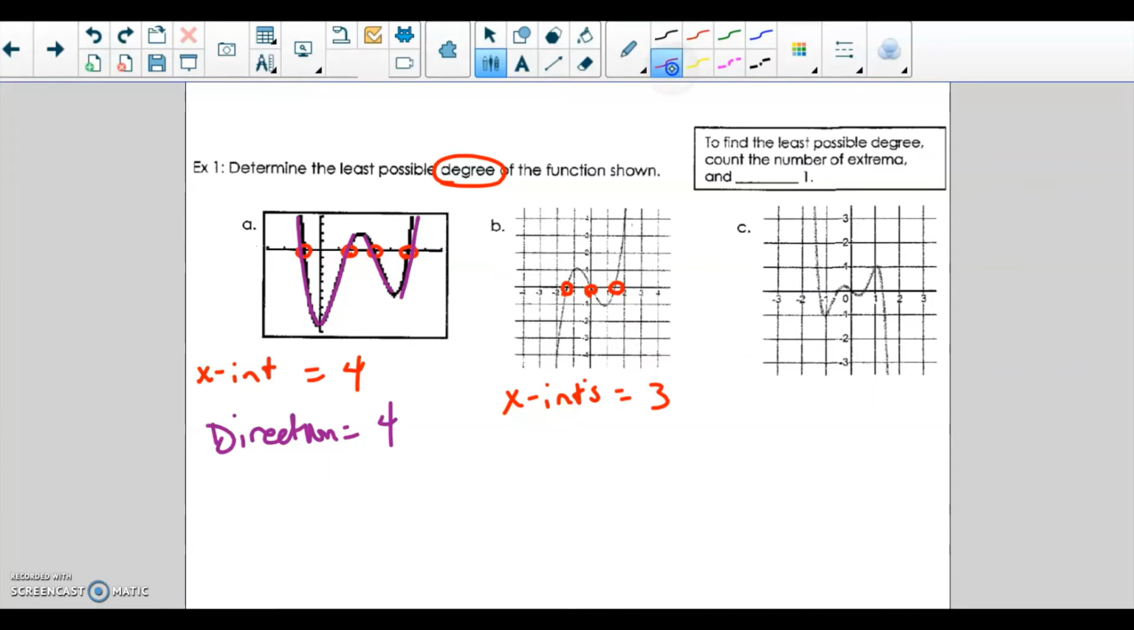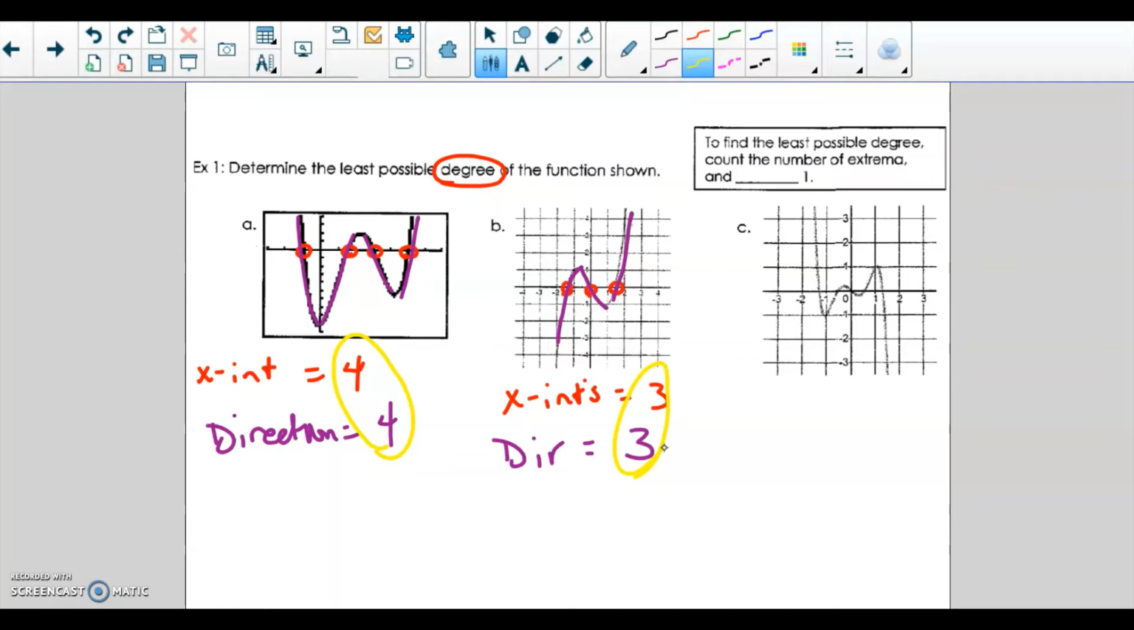And then directions, 1, 2, 3. So either way, you'll see that the degree for the problem is found in two different ways. So we have a degree of 4, and we have a degree of 3 for each problem, A and B.